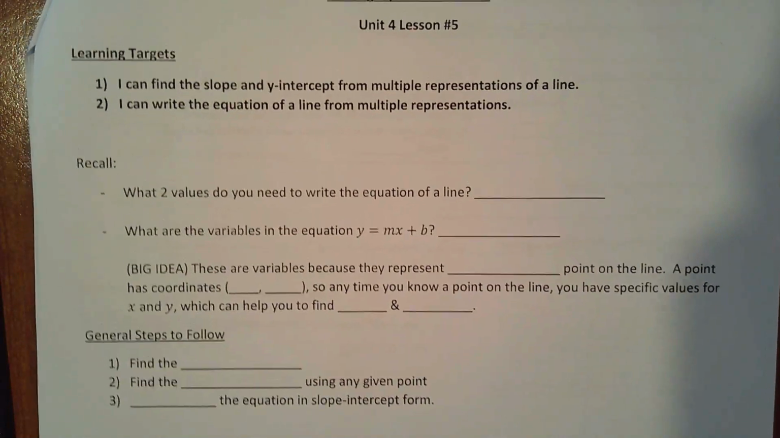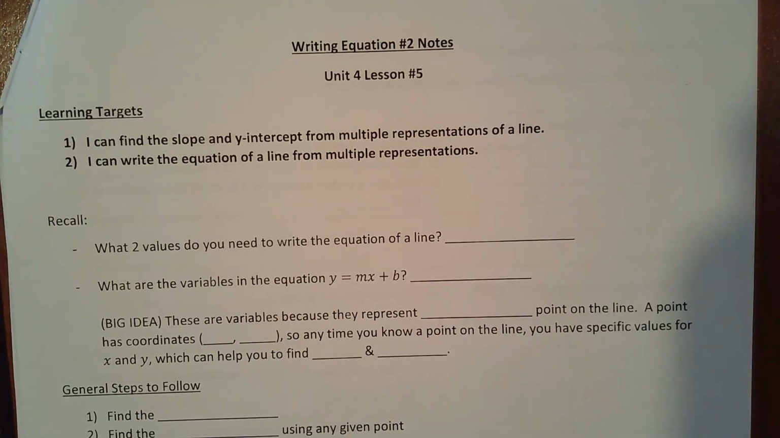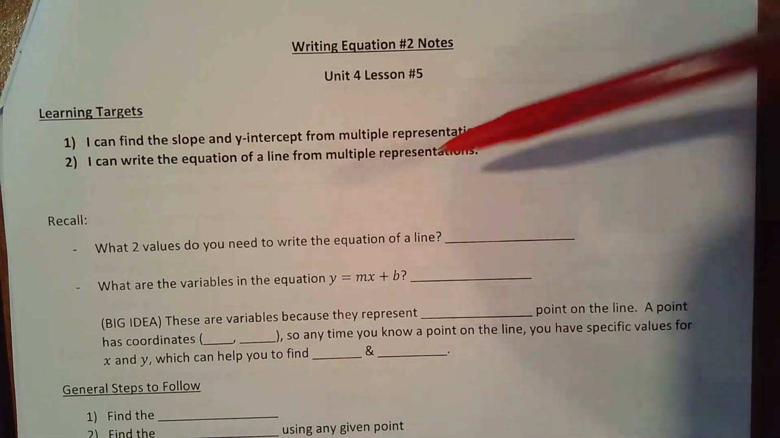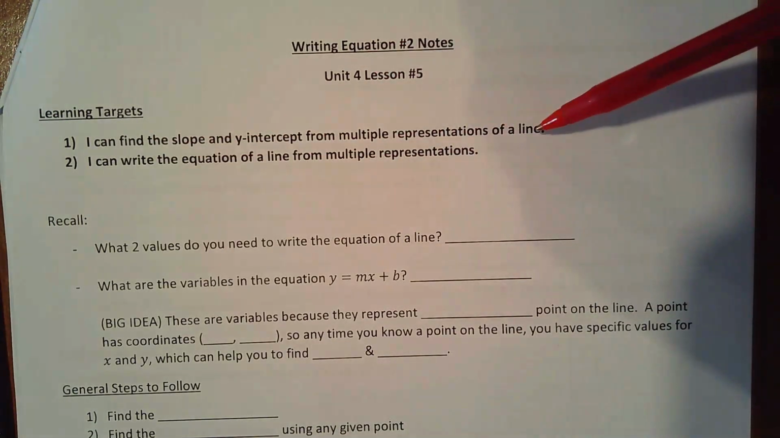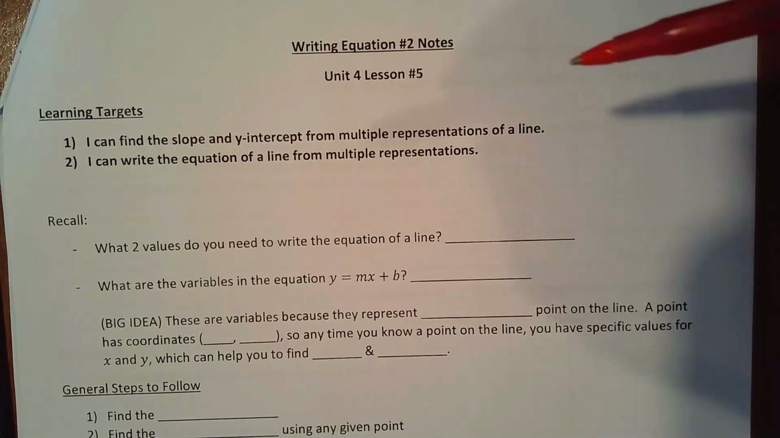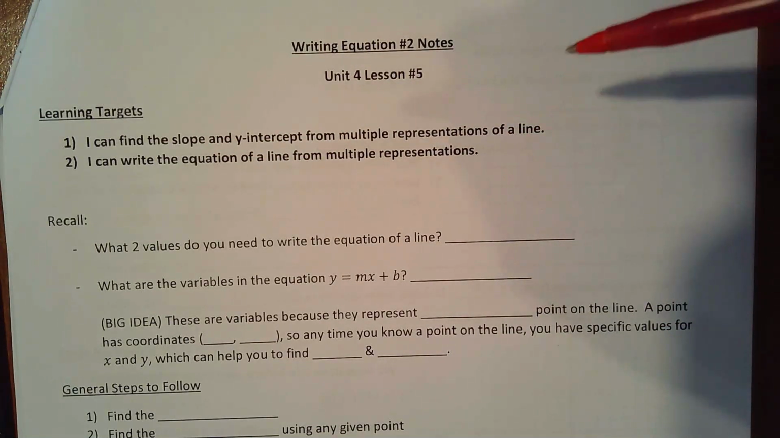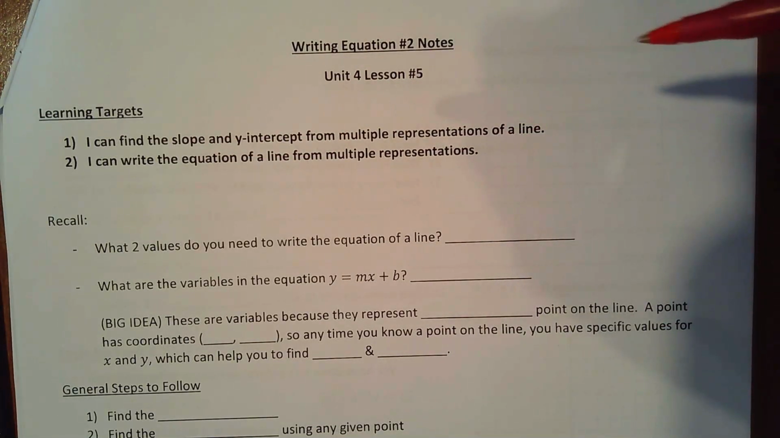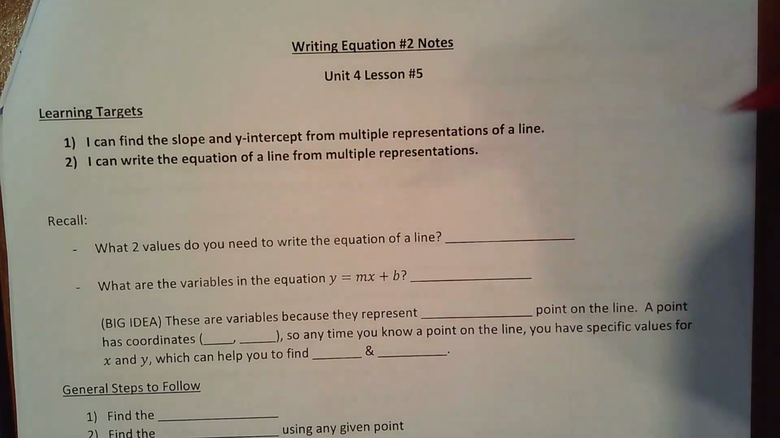Okay, so here we're going to start Unit 4, Lesson 5. We're going to write equations, so the last time we gave you slope and y-intercept, we're not going to do that anymore. We're going to give you 2 points. So I can find the slope and y-intercept from multiple representations. We have to find those ourselves, also given a table too. I can write the equation of a line from multiple representations.